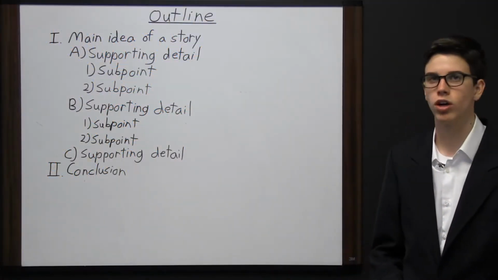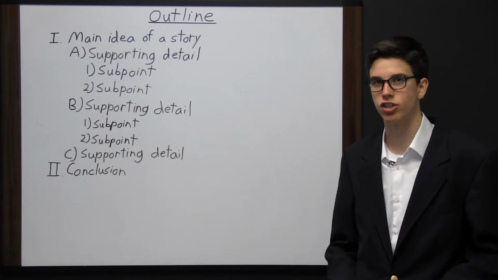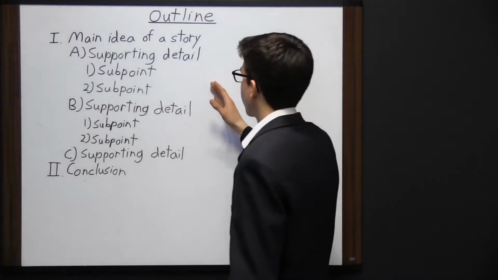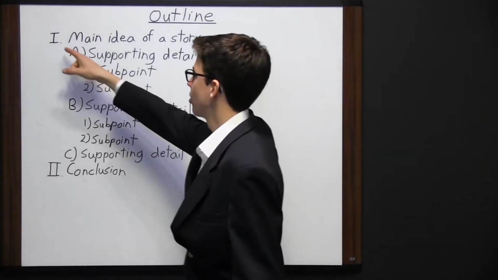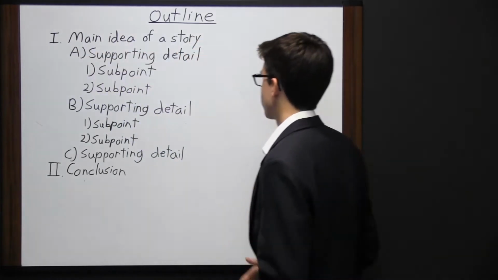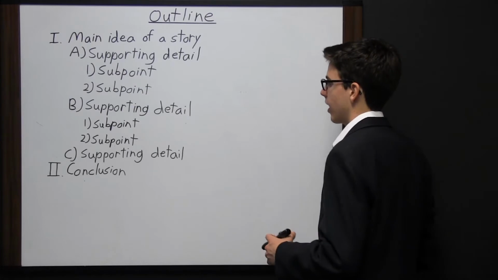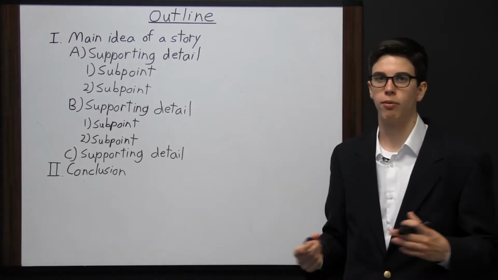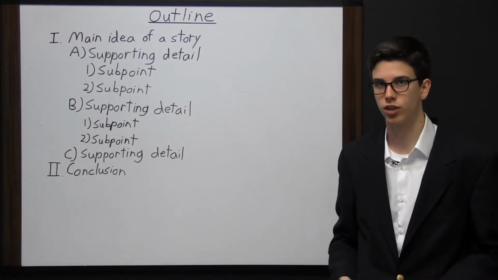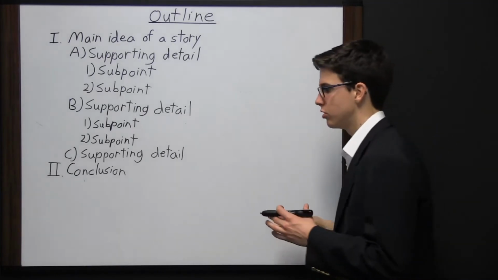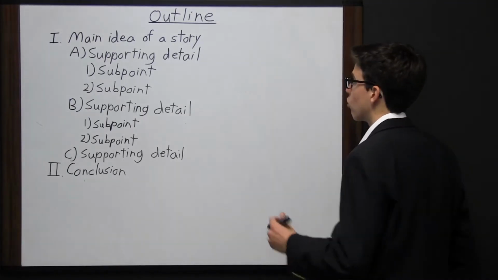An outline is a quick way to organize information. So up here on the board, we have an outline. Next to Roman numeral 1, you put the main idea of a story. That needs to be a complete sentence. Say I'm making an outline about a story that I read about the importance of drinking water.